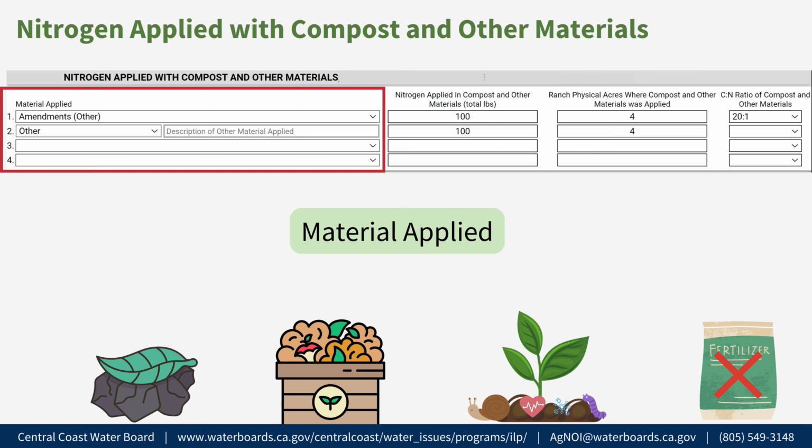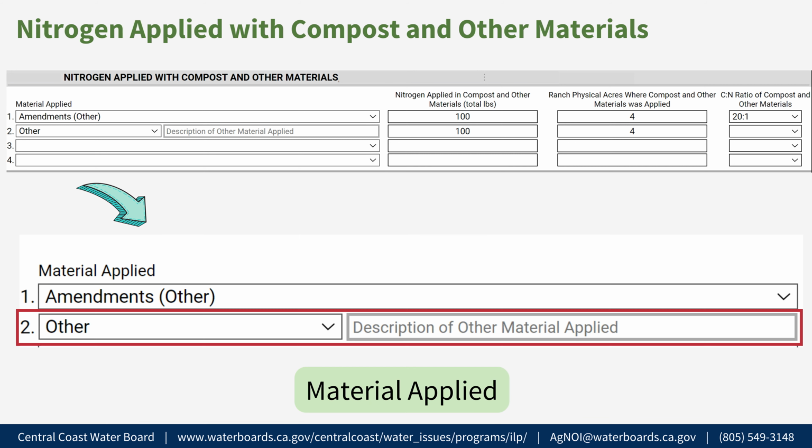Select the type of material from the drop-down menu that was applied to the ranch during the reporting period if it was applied to improve the soil physical and/or chemical properties, and usually applied when there are no other crops growing on the ground. If the material is not listed, select Other and describe the material applied.